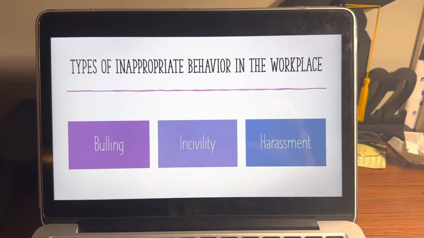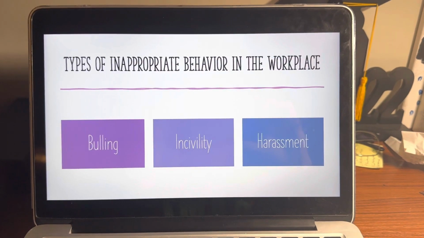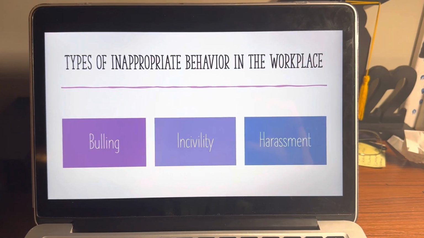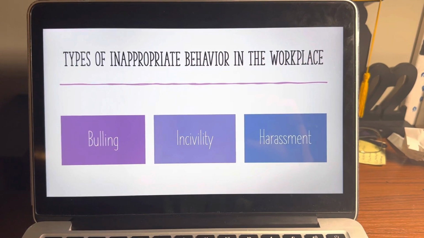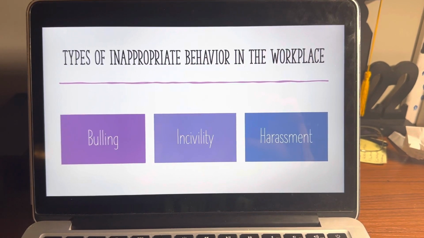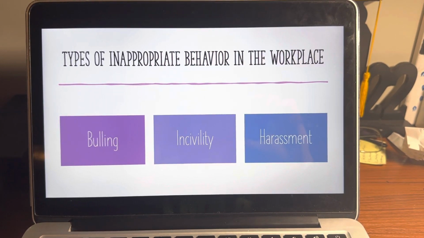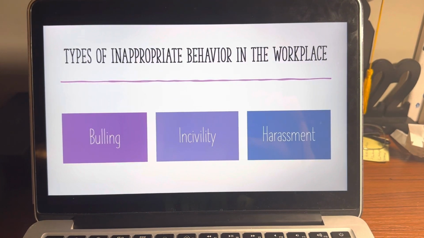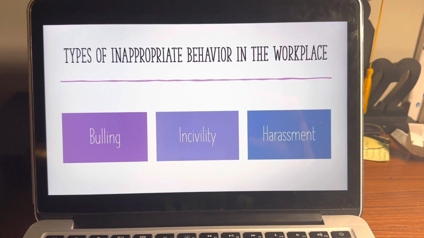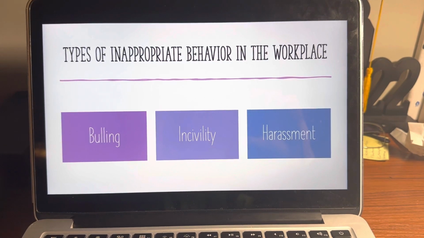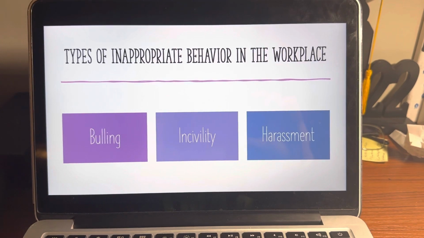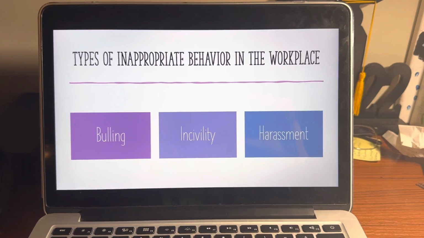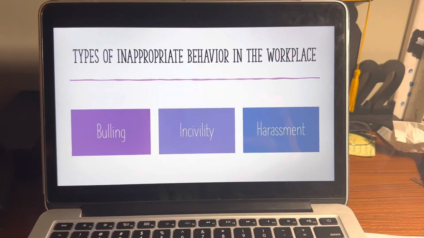Negative behavior in the nursing workplace has been a problem for a very long time. In reality, this practice causes considerable harm to nurses and ultimately their patients. A significant percentage of nurses leave their first job due to inappropriate behaviors of their coworkers. And there are three main types of negative behavior in the workplace, which are bullying, incivility, and harassment.